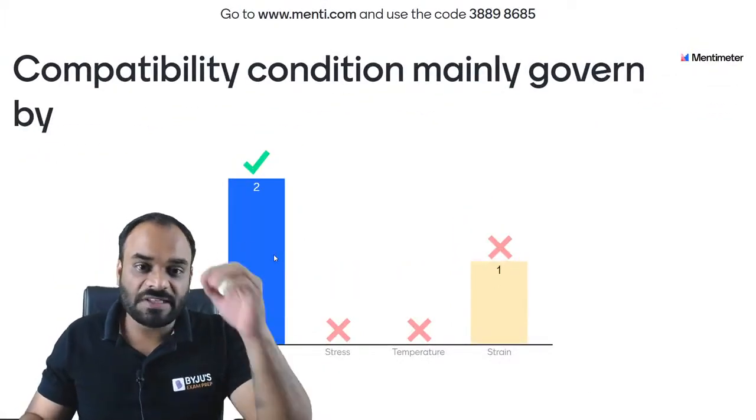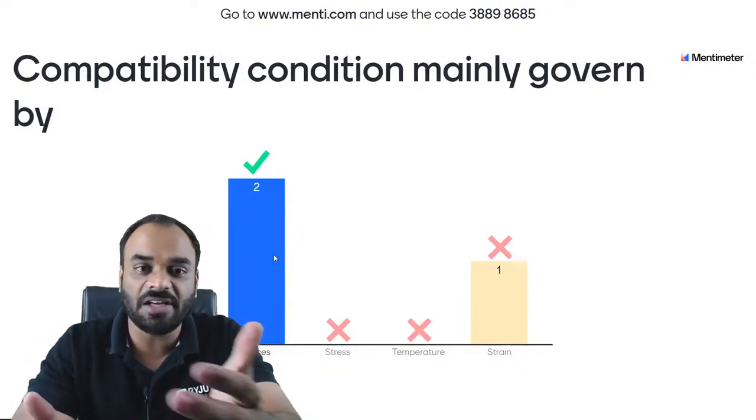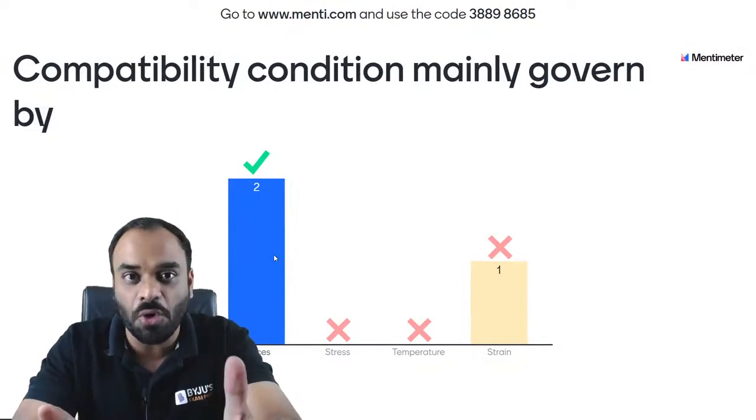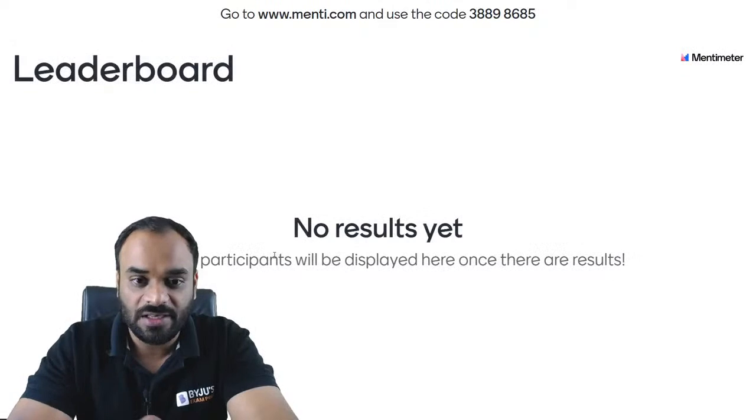Very nice. Force is the correct answer. Compatibility condition mainly governed by what? Force. Because we know that compatibility condition is nothing else, it is the relation between the force and displacement. That's why the first one is the correct answer. Let's move to the next question.